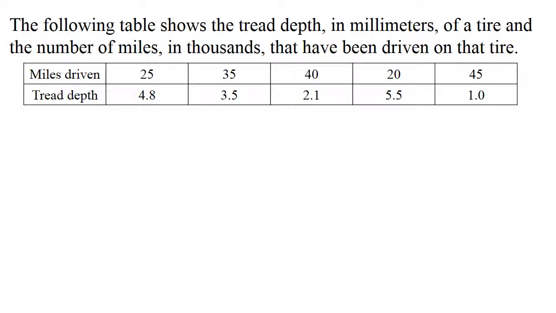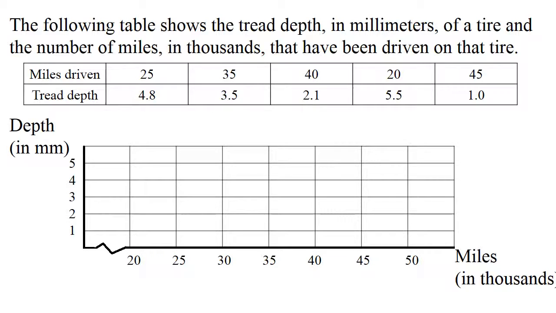Let's look at this problem. The following table shows the tread depth in millimeters of a tire and the number of miles in thousands that have been driven. We're going to graph these. So again, you want to look at your values here. It looks like my x values, my miles driven, start around 20 and go up to about 45. So maybe I don't want to graph values much lower than 20 here, because there's no data there. That'd just be an empty part of the graph. For my y values though, I go from 1 to 5.5. So maybe again I'll go 1 to 6.